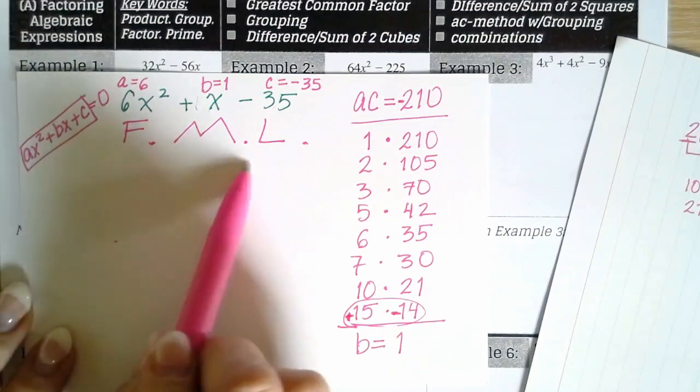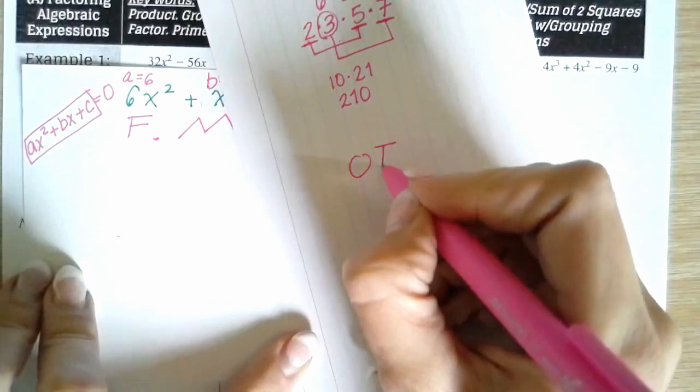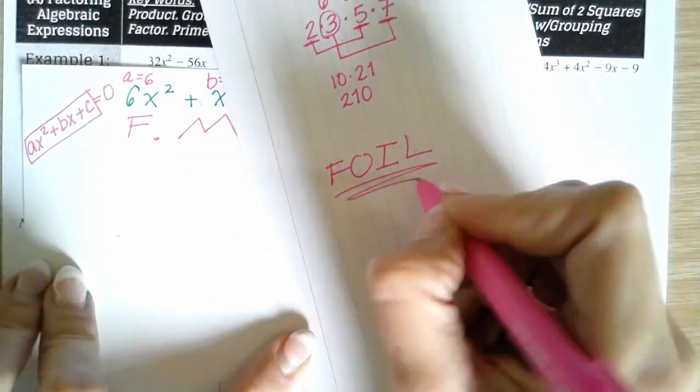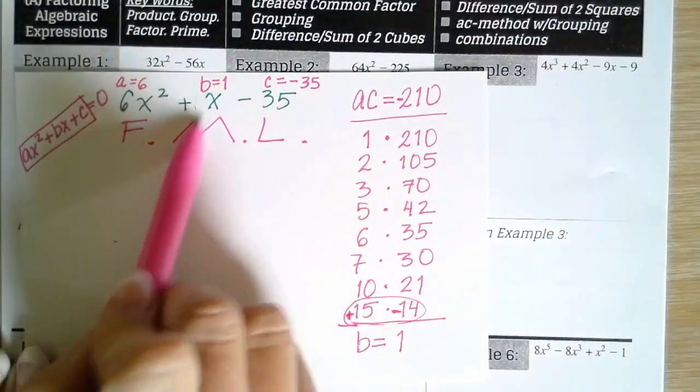The middle is going to become OI. What do I mean by OI? I mean outside and inside. So the F stays, the L stays, and we'll see a FOIL, and we could reverse our FOIL. Okay, so this is going to split up into 2 pieces.